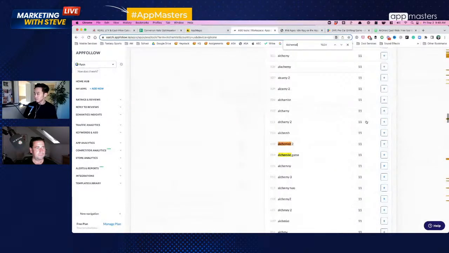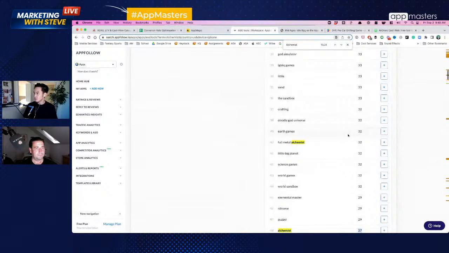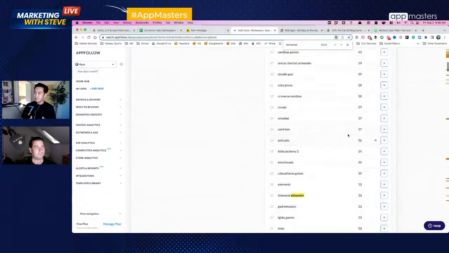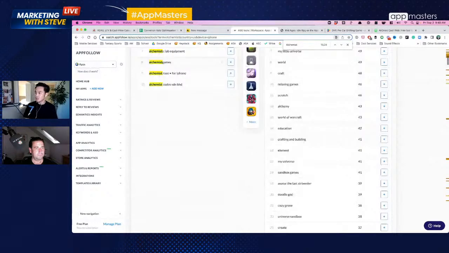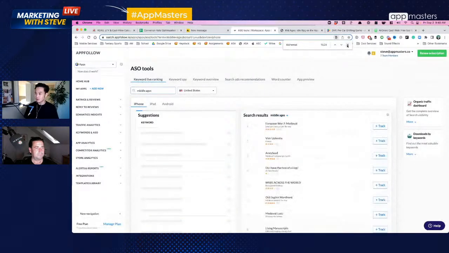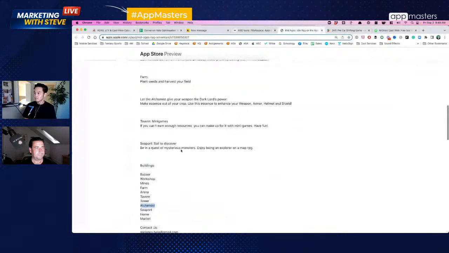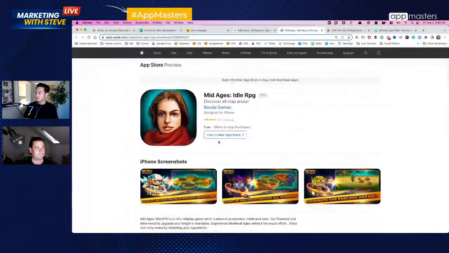Okay, so here, I did see Alchemist right here, 27. So it's not bad, right? But the theme could be based off of that, magic, versus what you currently have with Middle Ages, because you just put mid ages. But this might be a pretty competitive keyword, seeing a lot of different games in this category. So you might not be able to beat these guys, but you might be able to win on Alchemist. So that's how I start thinking about ASO, especially if you don't have a big budget. That's what you've got to do. Okay, let's get into the game itself.